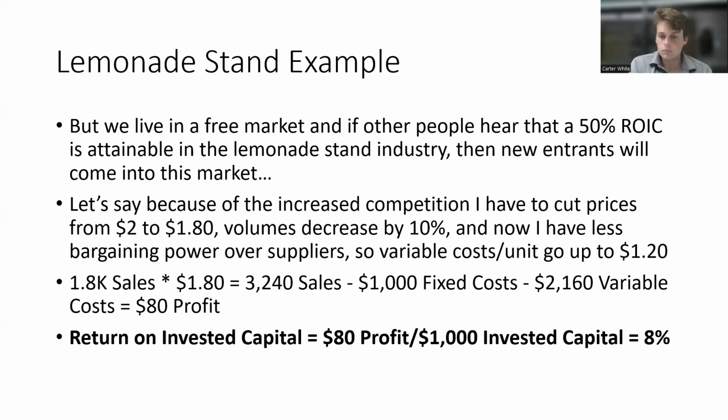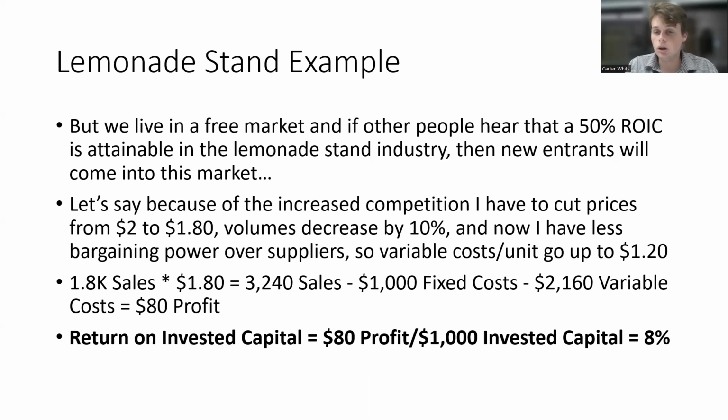So in this case, my prices go from $2 to $1.80, and my volumes decrease by 10%, right? So now my volume is 1,800 lemonade cups sold. And let's say I also have less bargaining power over suppliers. Maybe before, I'm the only lemonade stand business, so I can convince HEB to give me a good rate. But now there's other lemonade stands, so I don't have all the power. And maybe as a result of that, because there's more demand for lemonade, because there's more businesses, maybe the variable cost per unit goes up to $1.20.